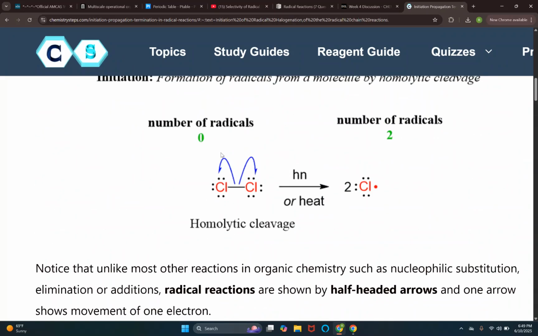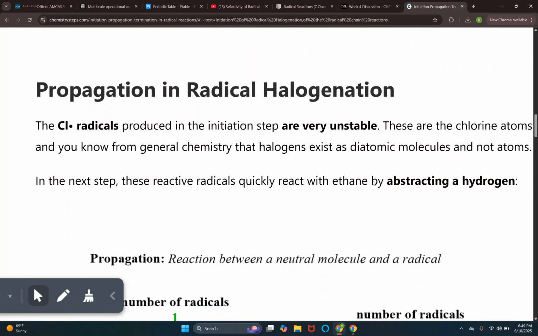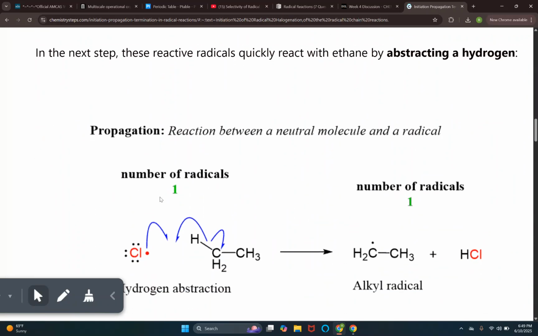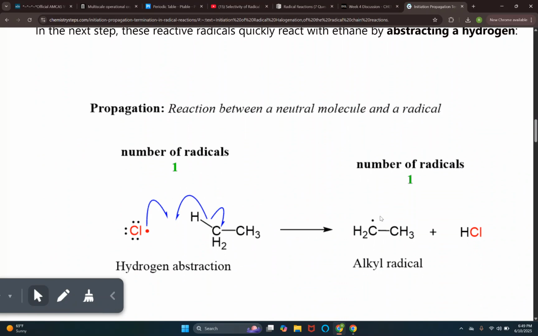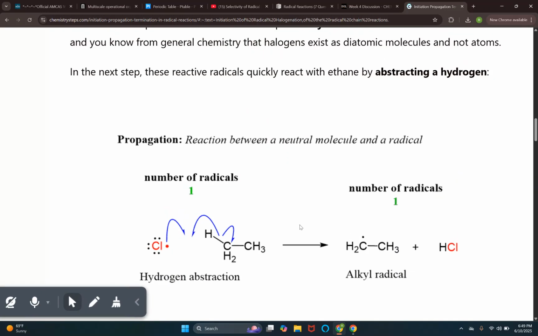Unlike the initiation step, which I talked about, where we go from 0 radicals to 2, in the propagation step, we go from 1 to 1. We're not losing any radicals. We're not gaining any radicals. We're just transferring them between different atoms. So chlorine had it. It fell in love with hydrogen. And hydrogen left with its one radical, came over here, created a bond that became HCl. And now carbon is stuck with the heartache of having that leftover radical.